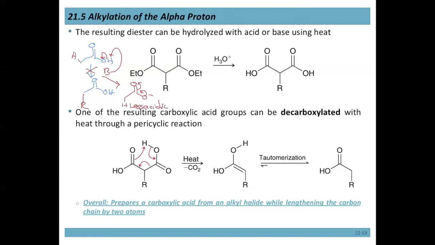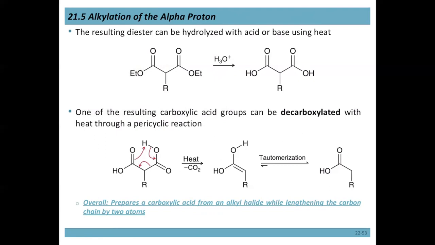In fact, if we were able to pull off that alpha proton, you could see that we would end up with a dianion, which isn't going to be very stable. So that is not a very good route to substitute at carboxylic acids.